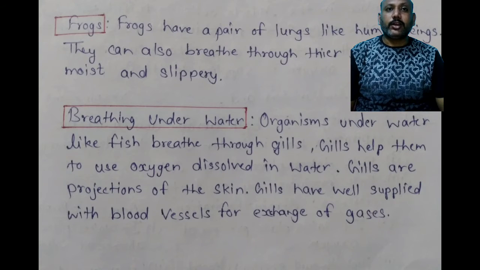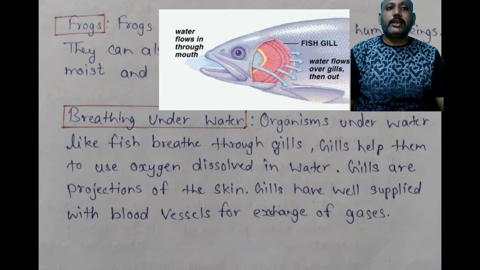Breathing under the water. Organisms under the water, like fishes, breathe through their gills. Gills help them to use oxygen dissolved in water. Gills are projections of the skin. Gills are well supplied with blood vessels for exchange of gases.